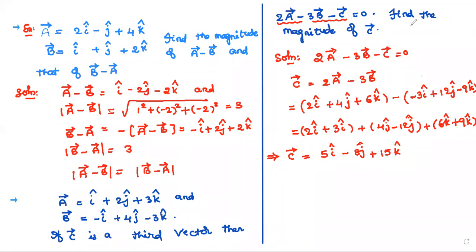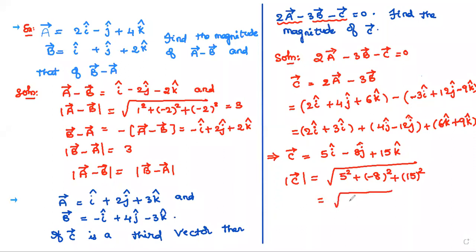After finding out the IJK form, you know how to find the magnitude. Mod C bar equals root over 5 square plus minus 8 square plus 15 square. Here it is ax square plus ay square plus az square. How much is this? Anyone? Try to simplify it quickly. Root 314. Yeah, exactly. You are right. Root 314. Nice.